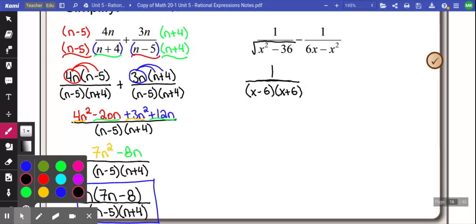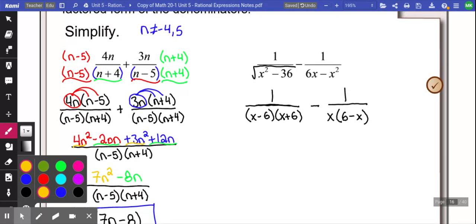The second one I also can factor. So I'm going to take a negative, and I'm going to greatest common factor an x out. So I have 6 minus x, like that. Now, something interesting happens with this question. Actually, sorry, before I get into this, we should see our non-permissible values. My non-permissible values are x cannot equal positive or negative 6. They also cannot equal 0.